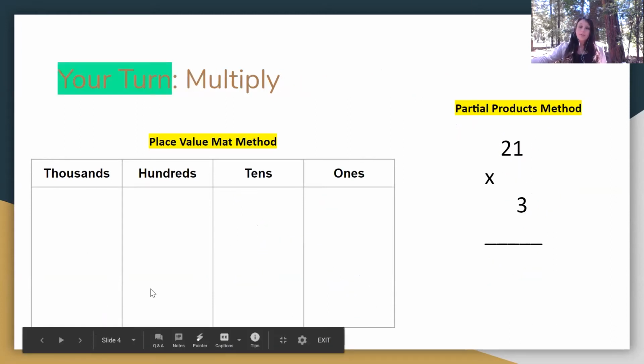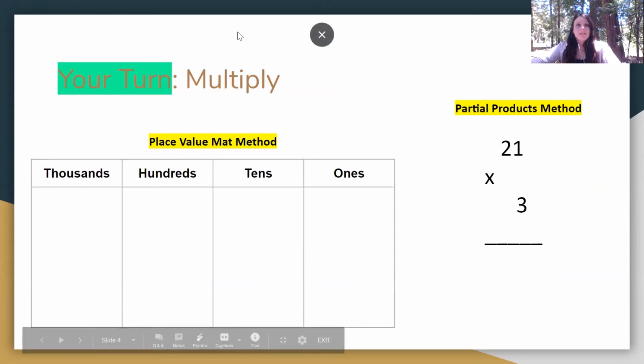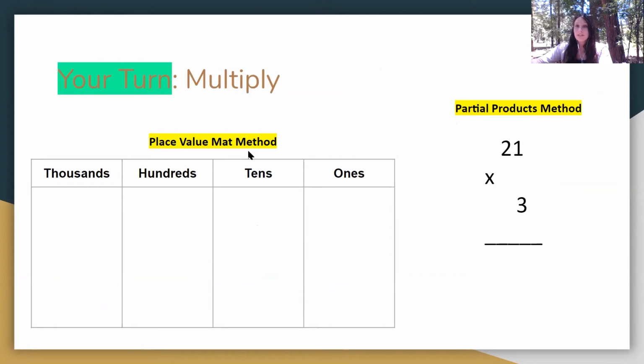Okay, let's try another example now. For this example, I would like you guys to try it. This is your turn. So what you're going to do is fill out the place value method, and then you're also going to do the partial products method. Your goal is to get the same answer for both of these methods because both methods work and they're supposed to give us the same answer for our question. Once you're done doing this on your own, you can unpause the video and we'll go over the answer together. So go ahead and pause the video now.